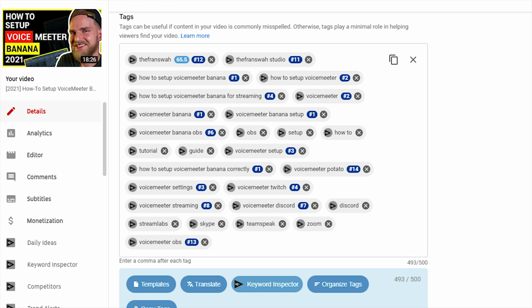The next tags we're going to look at are the compound tags. Something to keep in mind when you're doing compound tags is you can take out the ofs, the ifs, the ands, etc. because YouTube pretty much just ignores those. The first compound tag that I always use is the title of the video. So we have the how to set up Voicemeeter Banana. Then I'm going to use any combination that I think will be frequently searched on YouTube.